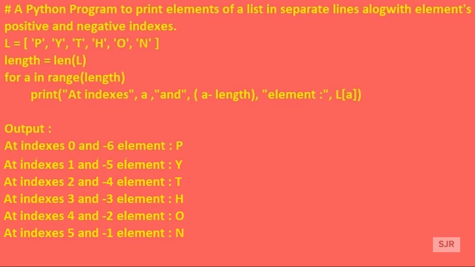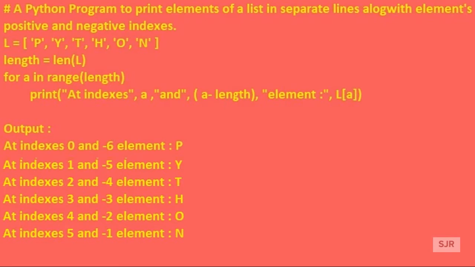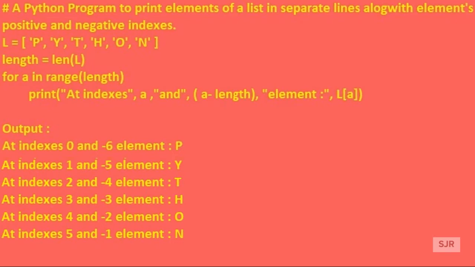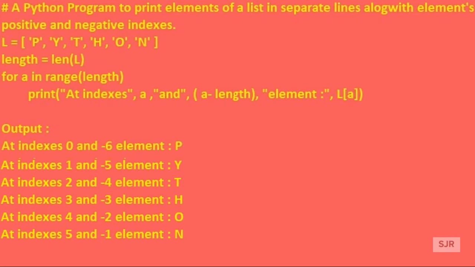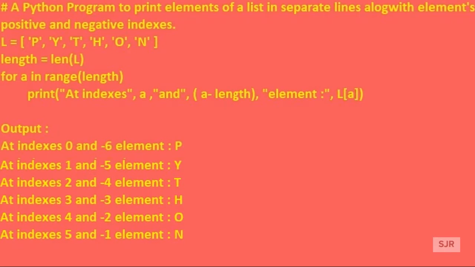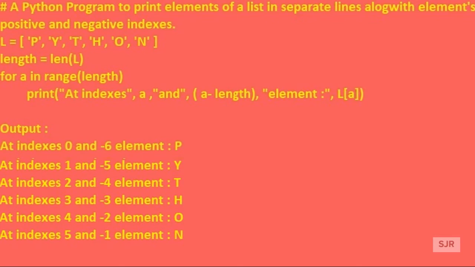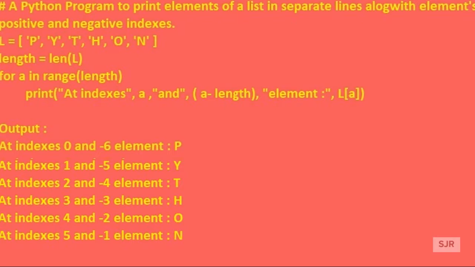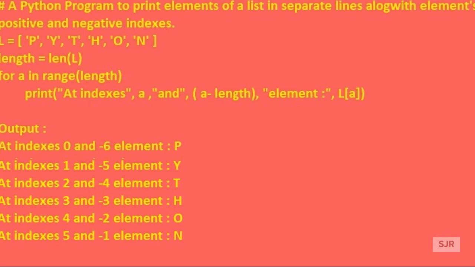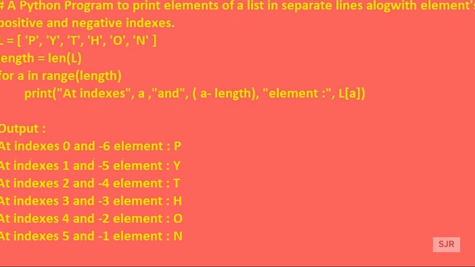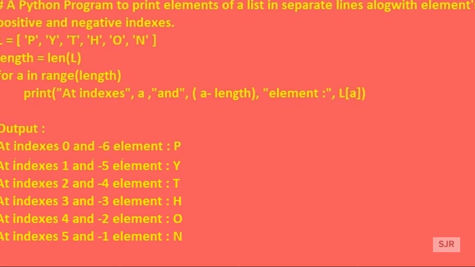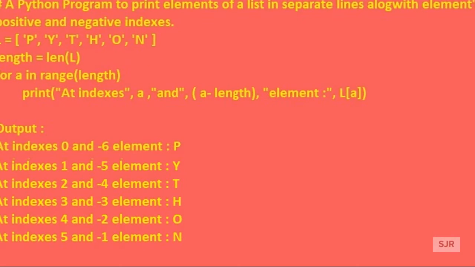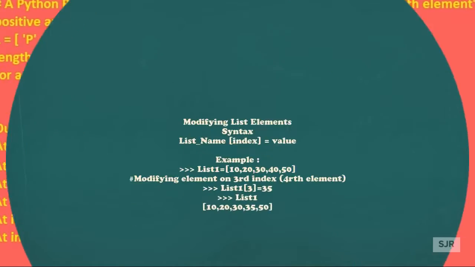Here is the sample program in Python to access the list elements. By using a for loop, we can access list elements one by one using their positive and negative indexes. See the output, that P element gets accessed here by using 0 and -6. 0 is a positive index and -6 is a negative index. Likewise, all P, Y, T, H, O, N get accessed with their indexes.